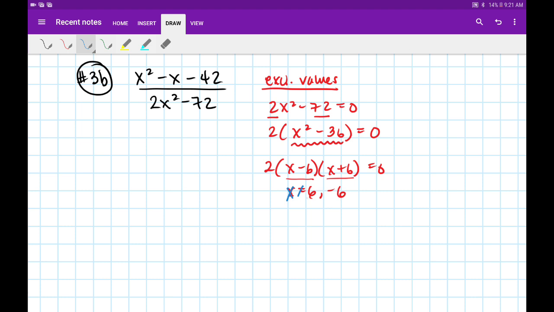X cannot take these values. So this means that 6 and negative 6 are not in the domain. The domain, remember, means all the values that x can take. And we're saying x cannot take these values, so these are not part of our domain.